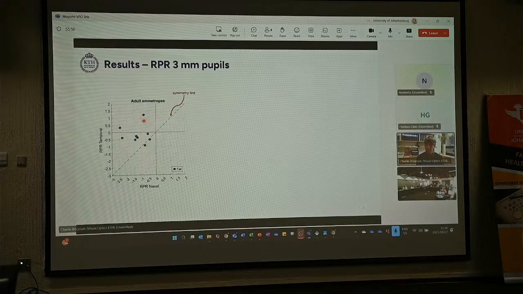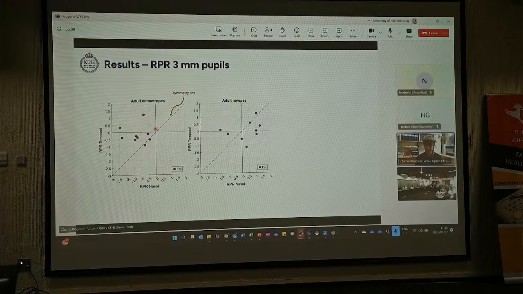If we look at the myopes, we can immediately see that most myopes have more positive nasal RPR than the others, whereas temporal RPR is still spread around 0. This means, as we can see, that they are all more evenly spread around the symmetry line. So there's not an asymmetric profile in the myopes.